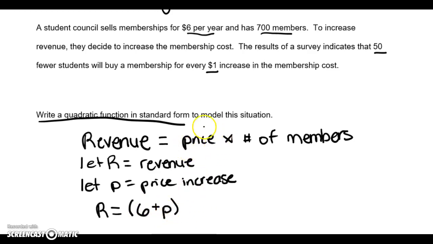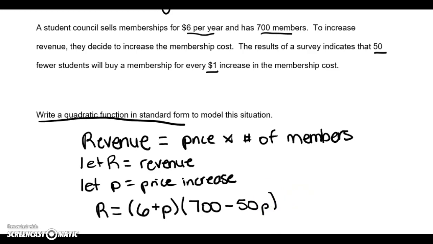So that right there represents your price. Then we need to multiply that with the number of members. With your number of members, you know that there was originally 700, and they're going to lose 50 for every $1 of increase. So we could say that there were 700 members, and it's going to decrease by 50 people for every dollar increased.